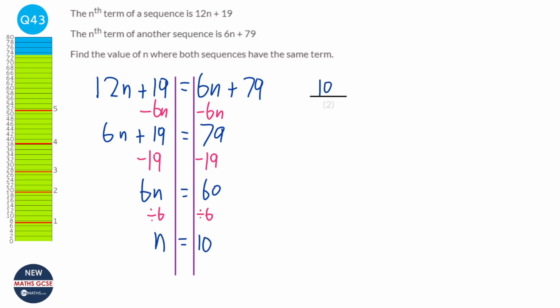Now we can just test this, because if you do 6 times 10, which is 60, 60 plus 79, which would be 139. And then if we do the same for the top one, 12 times 10, which is 120, plus 19, which is 139. So they both have the same term when n is 10.